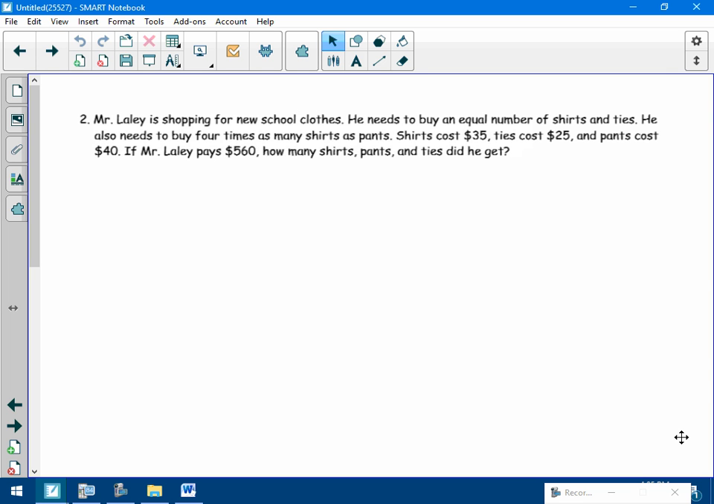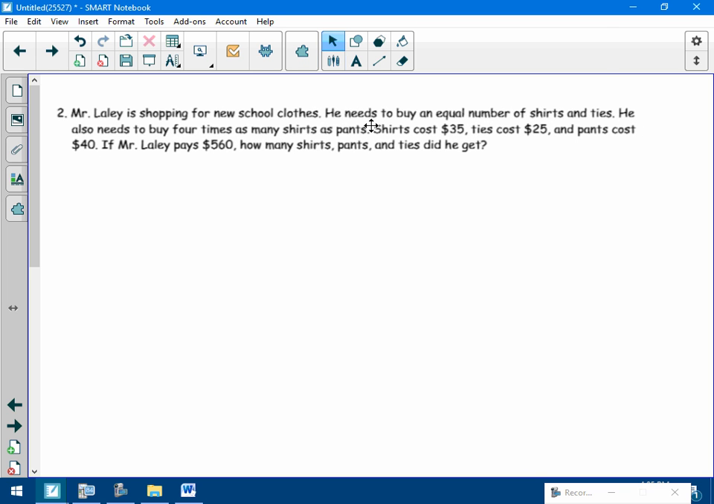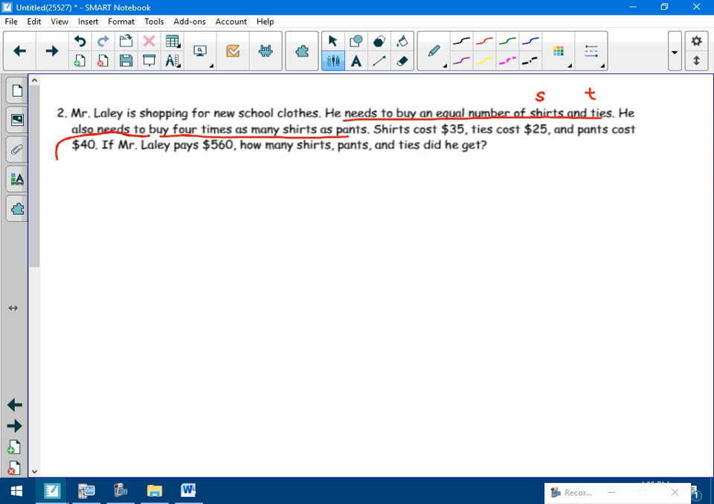Now, I'm not going to tell you everything here because he needs to buy an equal number of shirts and ties. I think you should be able to figure that out. Maybe call shirts S, ties T. He also needs to buy 4 times as many shirts as pants. Now, that's what messes people up. So let's think about that for a second. Here's my shirts. Here's pants. I need 4 times as many shirts as pants.